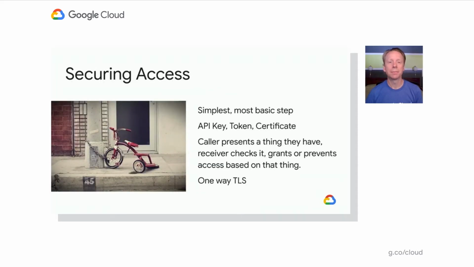Securing access. This is generally what I believe most of us think about when we think API security, making sure that we have authentication and authorization in place. As the slide states, the caller presents something, and the receiver checks to see if access should be granted. In basically all cases, you'll want to use TLS to secure the connection, also known as one-way TLS. So let's talk about a few means of actually securing your access.